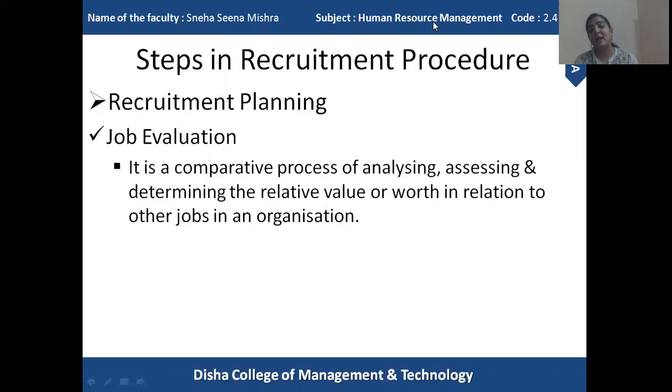They try to find out the worth of a job, the value of the job in terms of money, in terms of non-monetary also, and what is the relation of one job with the other jobs. They need to find out also, because it is a comparative process. They compare each and every job with other jobs, so that there won't be any mistake in fixing the value of the job. Clear? So this is the last point of recruitment planning.